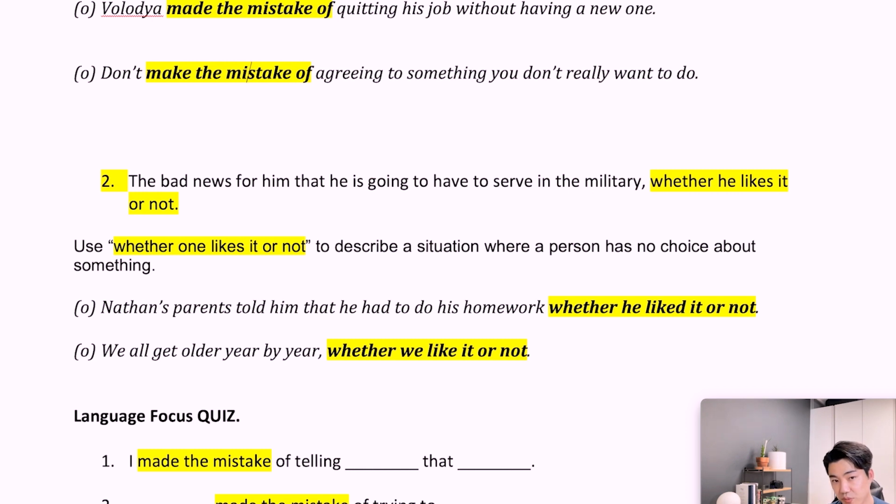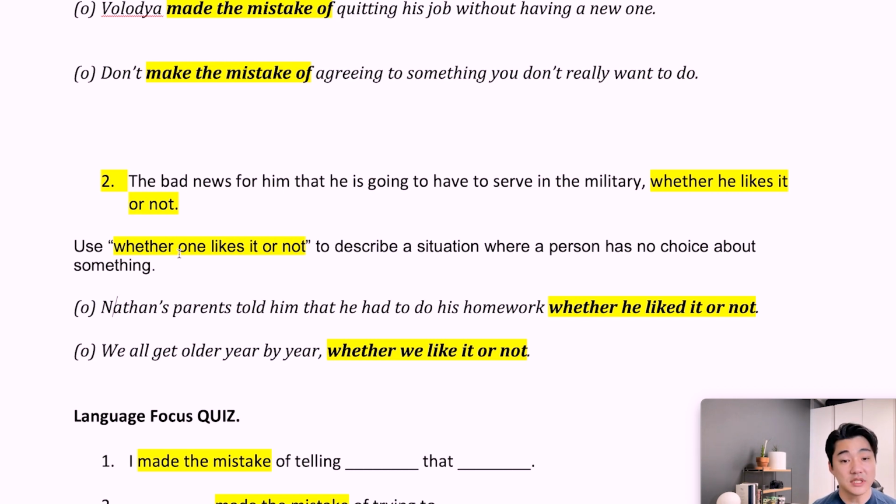So, example. Nathan's parents told him that he had to do his homework whether he liked it or not. Nathan의 부모님은 그에게 좋든 싫든 숙제를 해야 한다고 말했습니다. So Nathan probably did not want to do his homework. I understand. I never wanted to do my homework either. But he has to do it whether he likes it or not. Usually in this situation, it's usually that you don't like the situation. But yeah. Anyway, next example.